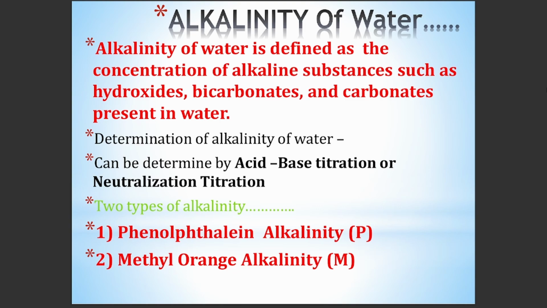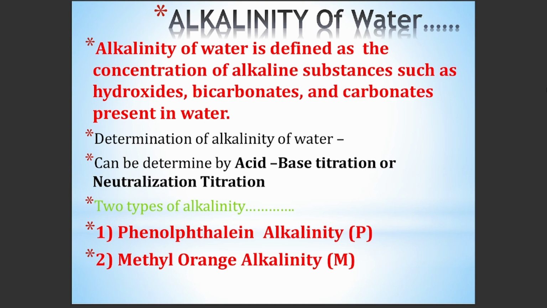Alkalinity can be determined by using an acid-base titration. Here the water is considered as basic in nature, and we can titrate it with a standard acid solution. Based upon the indicator used for this titration, there are two types of alkalinity. When the phenolphthalein indicator is used, the corresponding alkalinity is called the phenolphthalein alkalinity, and when the methyl orange indicator is used to determine the alkalinity, that alkalinity is called the methyl orange alkalinity.